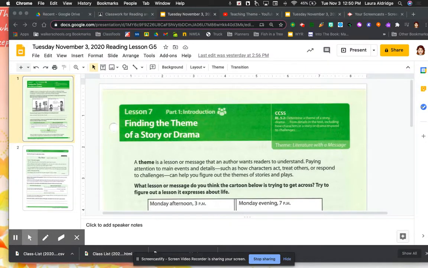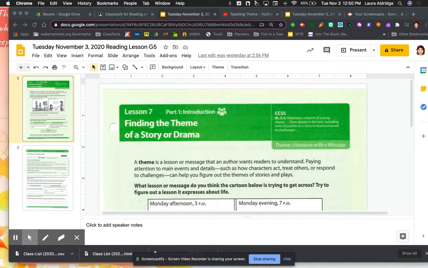And the way that we figure that out is usually not by the author coming out and saying, the theme of this story or drama is. No. We have to look around the story. We have to look at how the characters act, how they treat one another, and how they respond to challenges to help us figure out the themes of stories and plays. That figuring out process is called an inference.